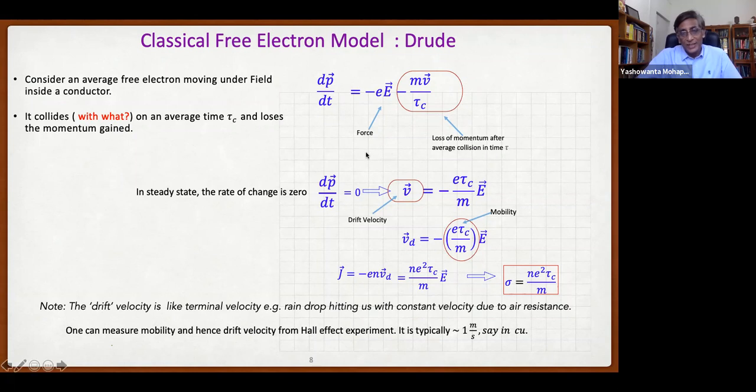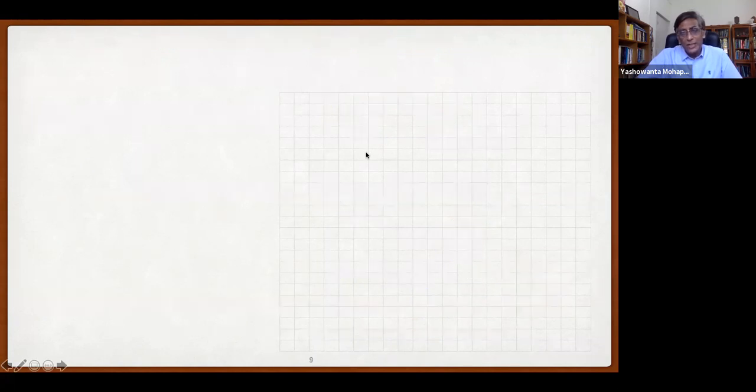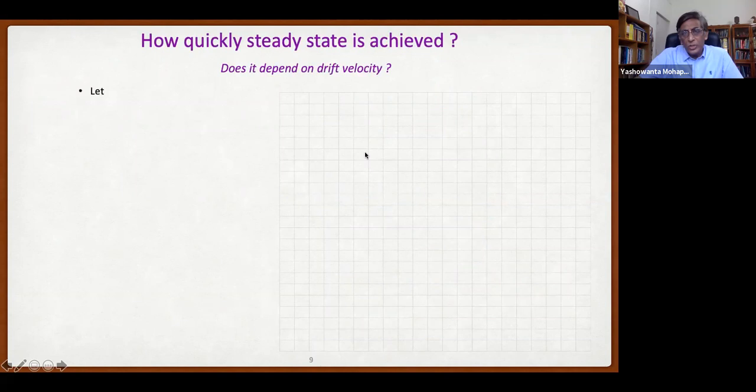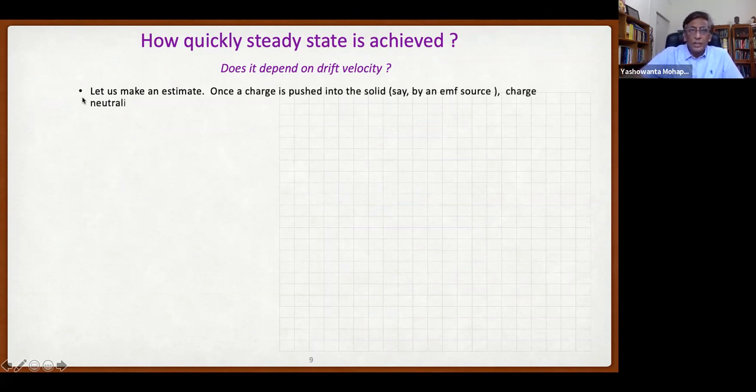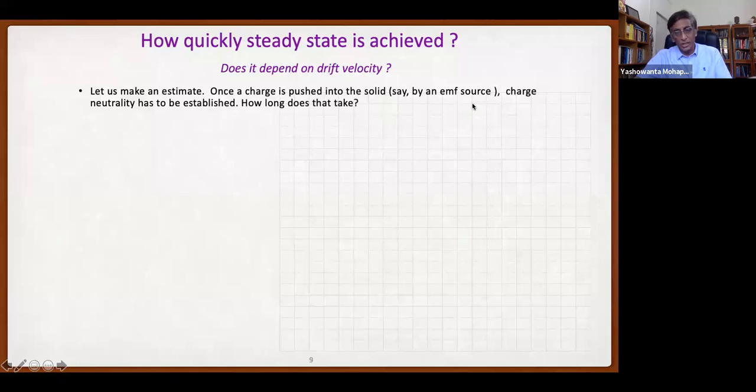Next, let's discuss how quickly steady state is achieved. Does it depend on drift velocity? Let us make an estimate. Once a charge is pushed into the solid, say by an EMF source like a battery, then the charge neutrality has to be established. Now, how long does that take for the charge neutrality to be established?